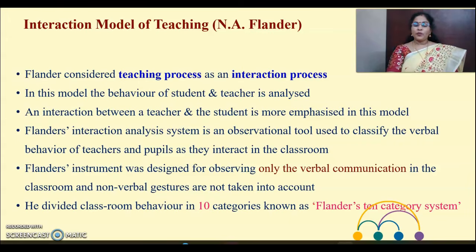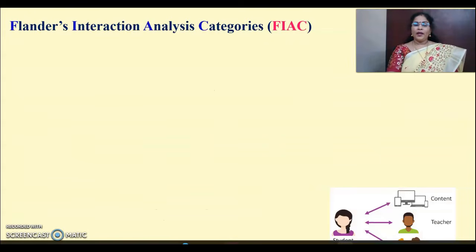He divided the classroom behavior into 10 categories, and that is called Flander's 10 category system, in which two categories are related to the students, seven categories pertain to the teacher, and one is silence. Teacher talk 7, student talk 2, and silence 1. Let's see how the teacher talks.